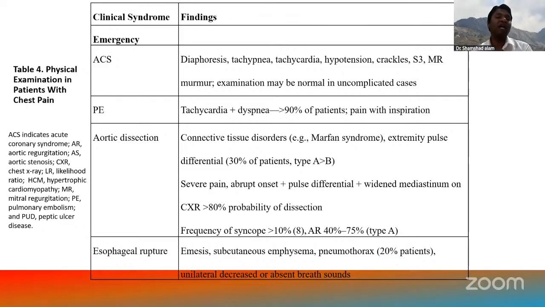If some time has passed after pulmonary embolism, then obviously due to irritation of the pleura, inspiratory pain is there, because pulmonary infarction leads to irritation of the pleura. Now, aortic dissection: different things we can find. On chest X-ray, the CT ratio is increased, and differential pulses are seen in both the upper limbs. And esophageal rupture: subcutaneous emphysema is the most common finding, because after esophageal rupture there is mediastinal emphysema which progresses to the subcutaneous space, and often it is associated with pneumothorax.